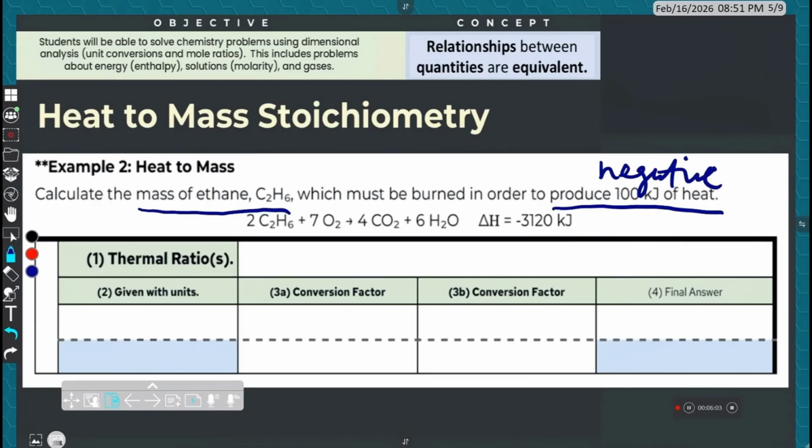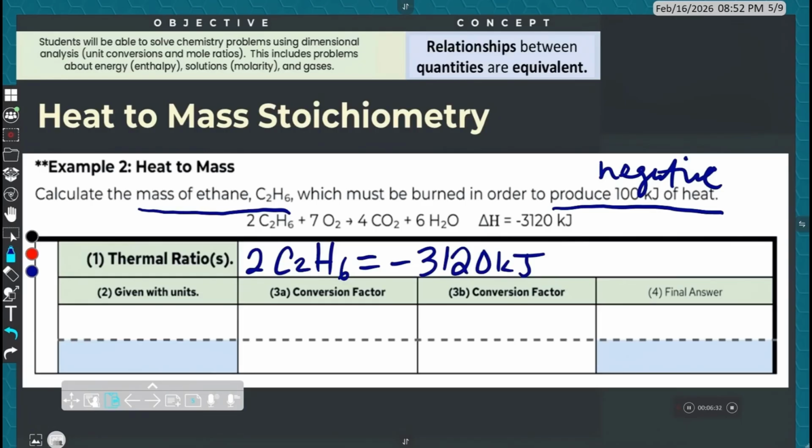Produce energy as a product is negative. All right. So when we set up our thermal ratios and our conversion factors, let's go ahead and start with our ratio of ethane. So that means we have 2 C2H6 is equal to negative 3,120 kilojoules.